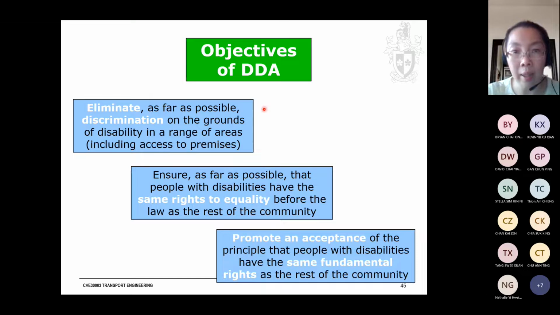And the Act also promotes an acceptance of the principle that people with disabilities have the same fundamental rights as the rest of the community. So the Act actually helped to ensure, for the second point, that those who are disabled will have the same right. The second point here applies to those who are disabled. The third point is for the rest of us who are good and healthy, to accept that people with disabilities should have the same fundamental rights.